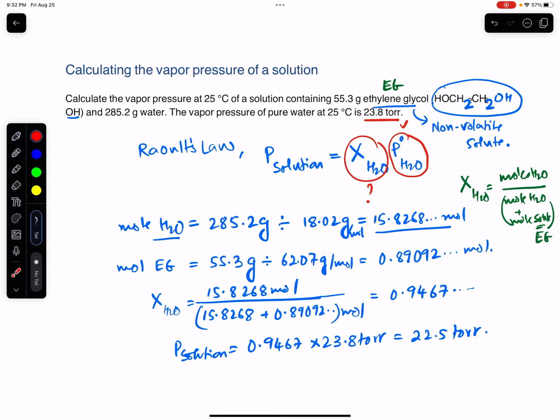Again, watch out for significant figures. We rounded to 3 significant figures because the problem gave us 3 significant figures for ethylene glycol, and 23.8, that's another 3 significant figures for torr. So essentially we're limiting our answer to the least number of significant figures because of what's given to us in the problem. And there you have it. So that's the answer to this problem.